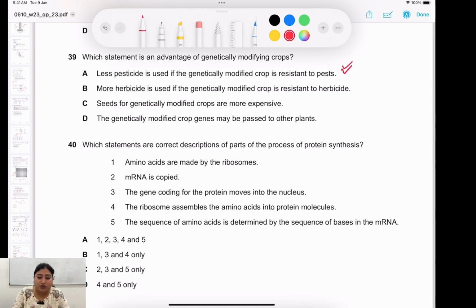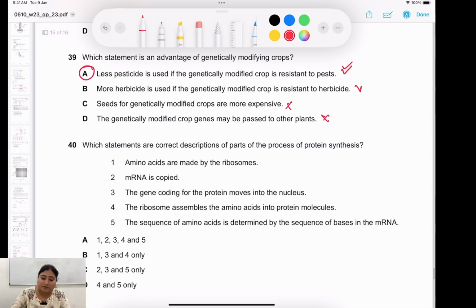More herbicide is used if the genetically modified crop is resistant to herbicide. If you have to use more herbicide even after genetically modifying the crop, no. Seeds for genetically modified crops are expensive. Doesn't seem to be an advantage. The genetically modified crop genes may be passed on to other plants. Not an advantage. So the correct option here is A.